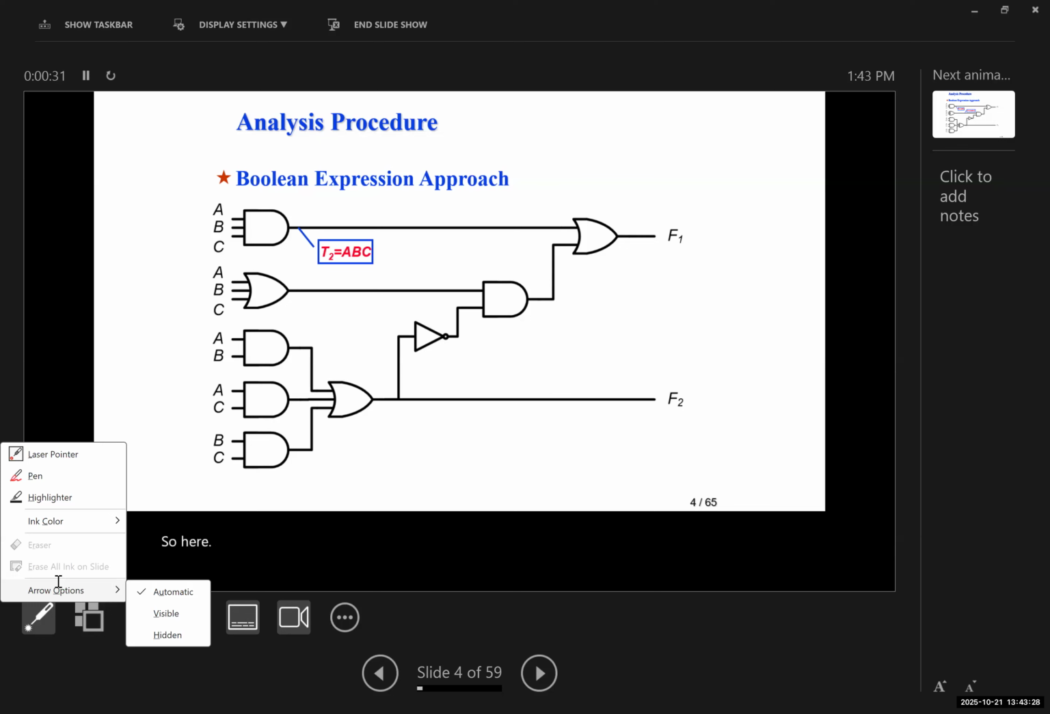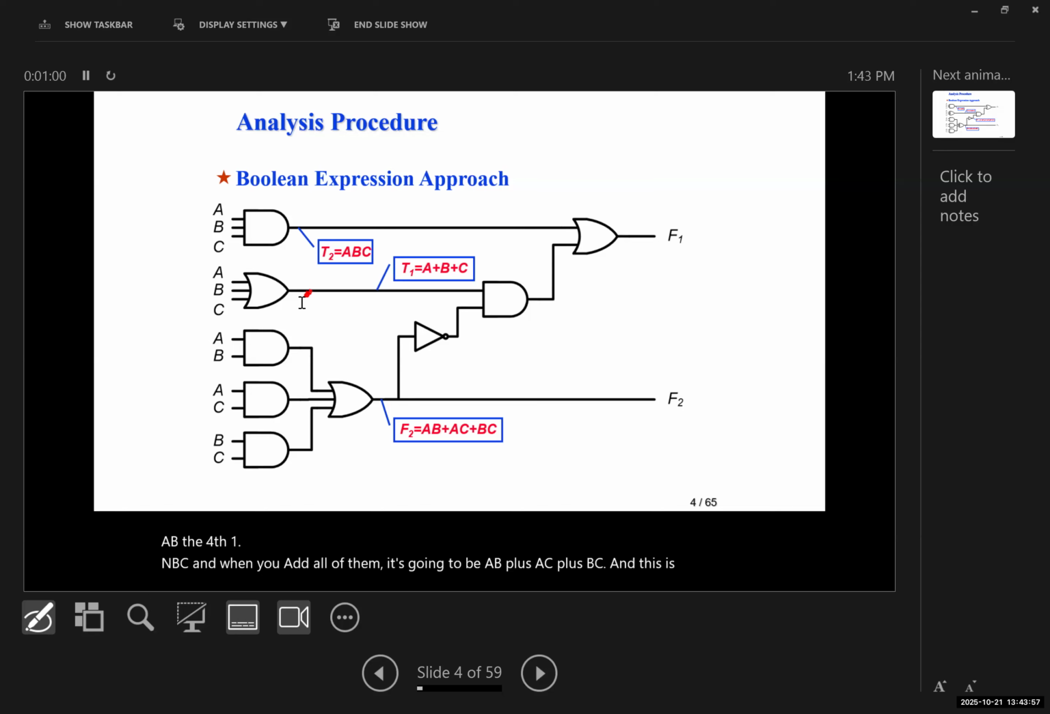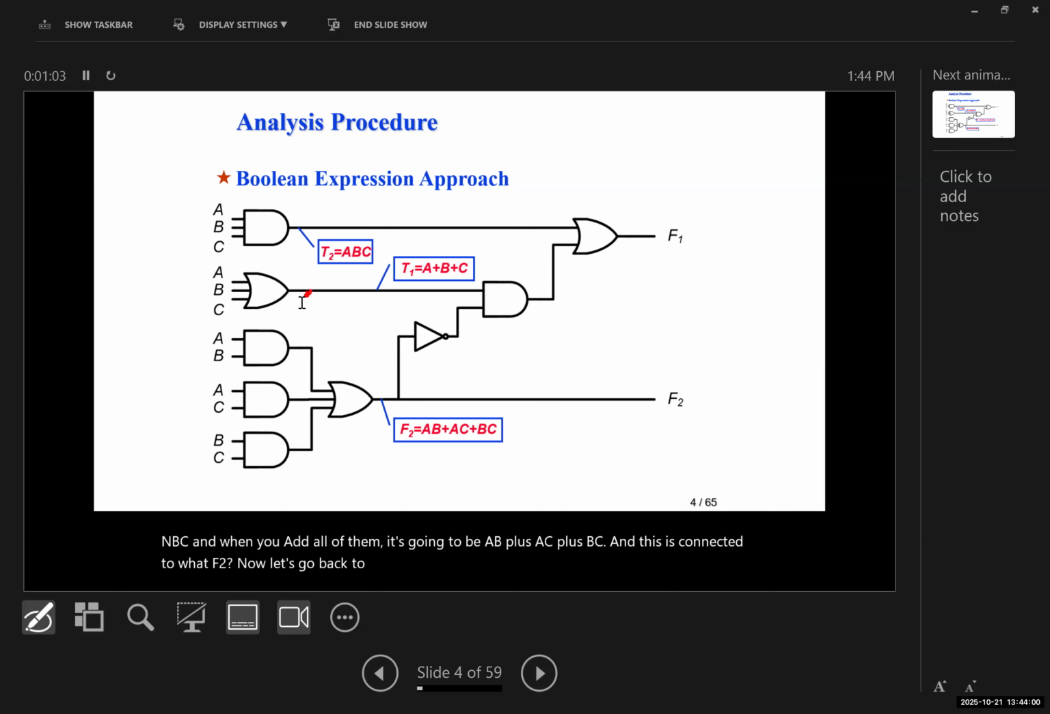the output of the first gate is going to be ABC. What about the second one? Here. Thank you. It's going to be A plus B plus C. Now, what about the third one? AB. The fourth one, AC, and BC. And when you add all of them, it's going to be AB plus AC plus BC. And this is connected to what? F2. Now let's go back to solve those two. So T2 is ABC, T1 is A plus B plus C. Am I correct? Now what is the output of this AND gate here?